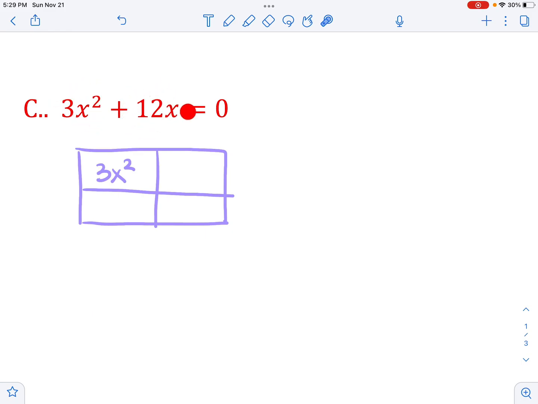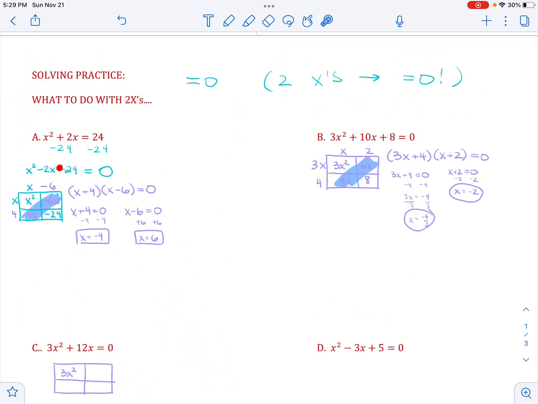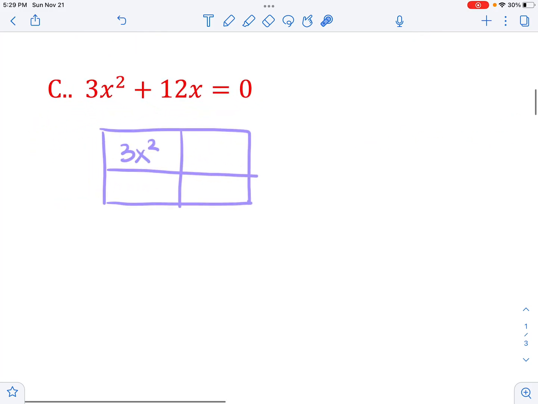So there's no number here that's without an x like there was here in -24 or +8 in this case. So since there's no number in the back, that's a 0. So I'm going to put a 0 here. So I'm going to just put 3x and x here because, again, x squared will give me x and x. I'm missing a 3 somewhere, so I'm just going to place it here.